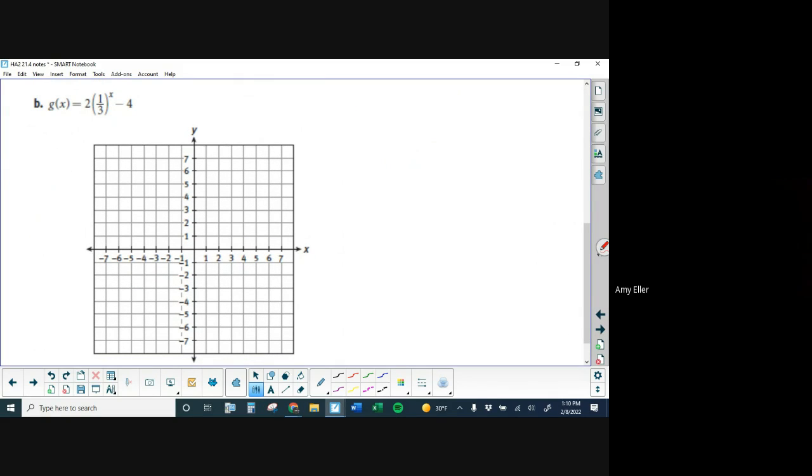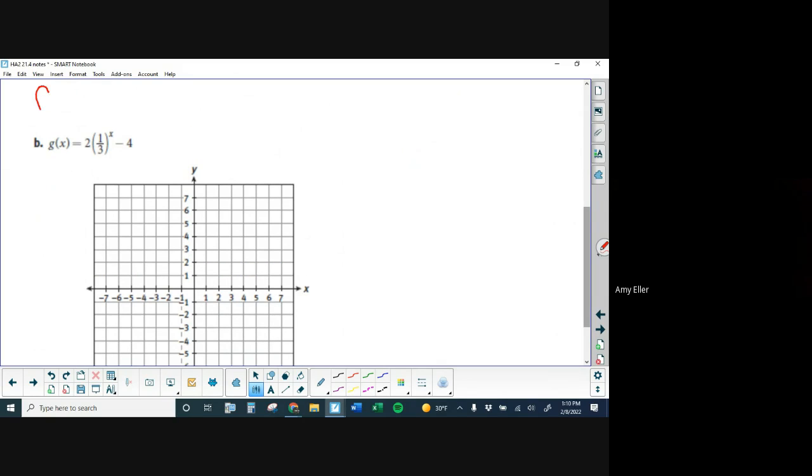I would, below the graph or above the graph, perhaps write your parent function. How do we know what the parent function is? It's just one number with the exponent of x. So if you look, the thing right below the x, the base, is 1/3. That's how I know what my parent function is.